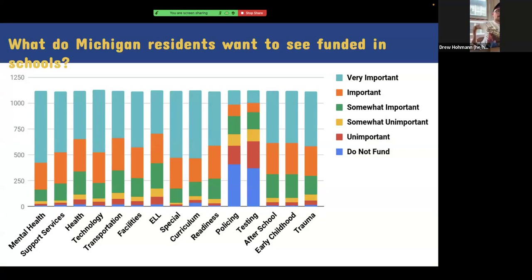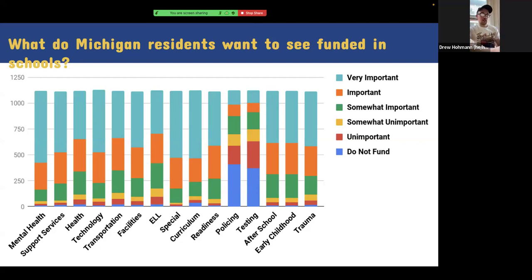And to show, right, some of those issues that y'all talked about on our Jamboard are the things that Michigan residents want to see funded in our schools. So I know we mentioned mental health support services like having more counselors and parapros. Health, so that could be things like school health clinics. Transportation. I know we had on there funding our facilities to make sure that mold is not in there. Special ed for sure. Readiness, so career services and things like that. And addressing trauma, so that mental health care.